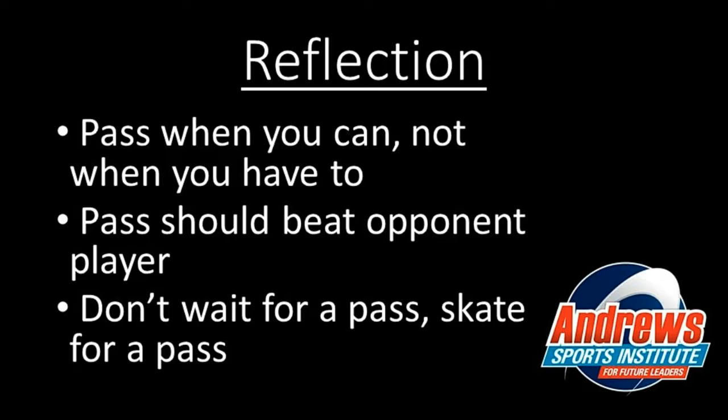The second example we talked about a lot, pass should beat an opponent player. You don't want to pass to somebody that's covered over. You want to make sure you wait until you can bait somebody in and move the puck to beat that player. The third one we didn't talk much about as it relates more to supporting the puck, but the player that's supporting should never wait for a pass. They should skate for a pass. Should move their feet. If there's an open hole, they should jump into it with speed so they can get that puck from their teammate.